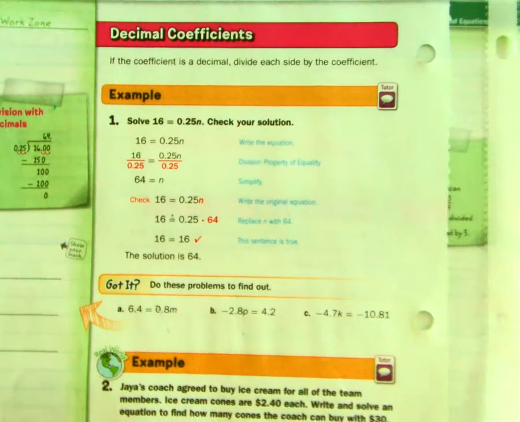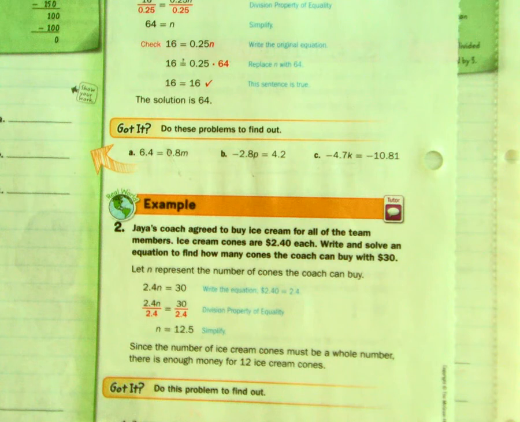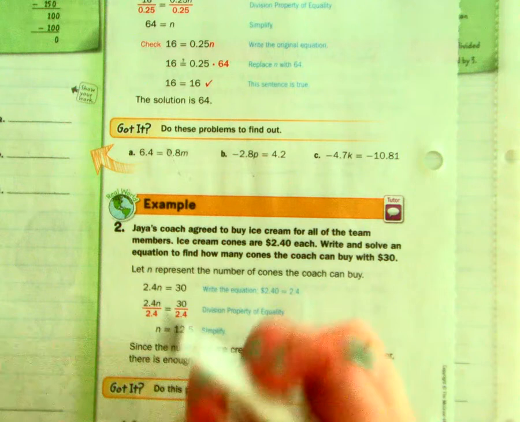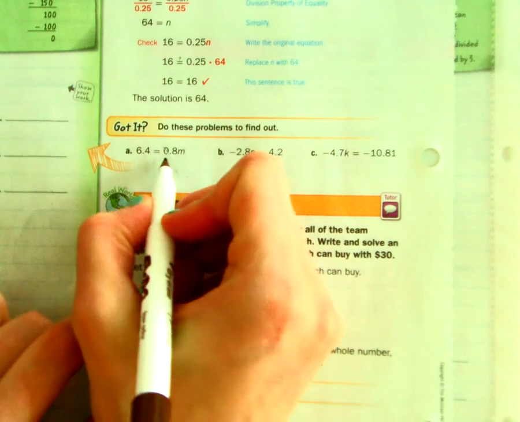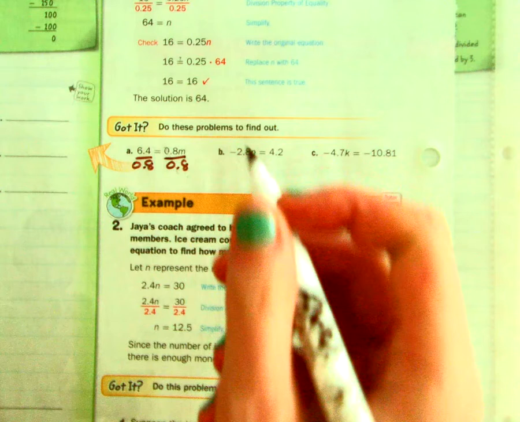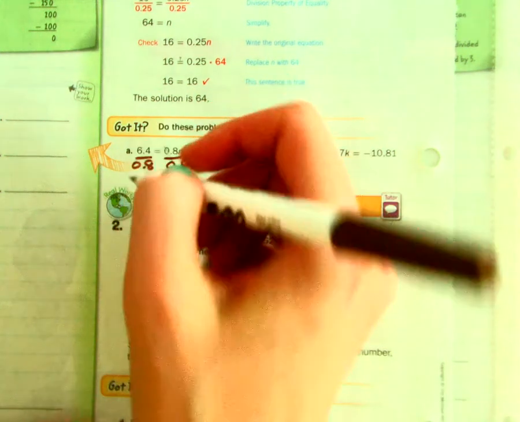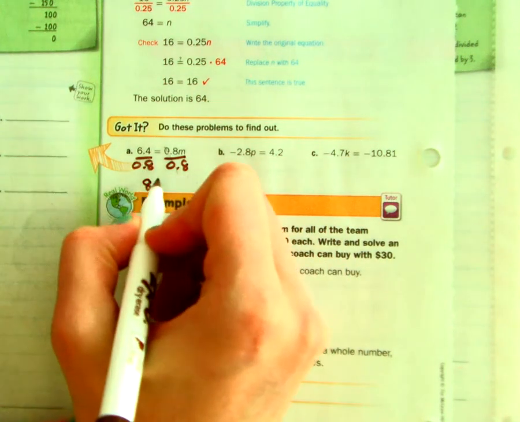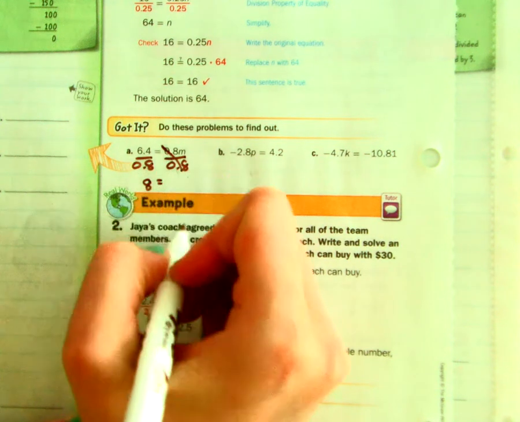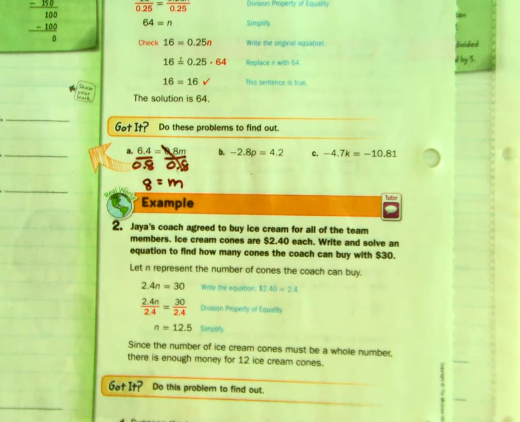So if we look at letter A, we have 6 and 4/10 equals 8/10 times m. So again, I want to figure out what m equals here. And I recognize that I'm taking 8/10 times m, so I'm going to divide both sides by 8/10, because division and multiplication are opposites of each other. So I take 6 and 4/10 divided by 8/10, I get 8. Bring down my equal signs, the 8/10 reduced to 1, so I have m. So m equals 8.